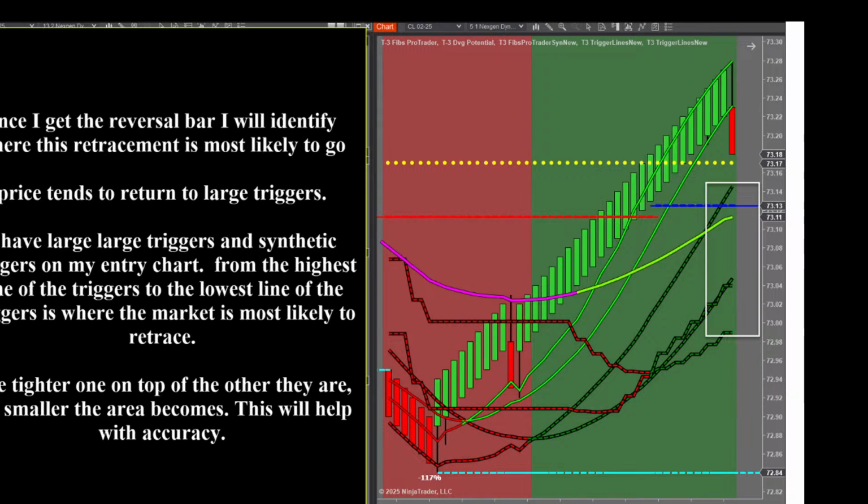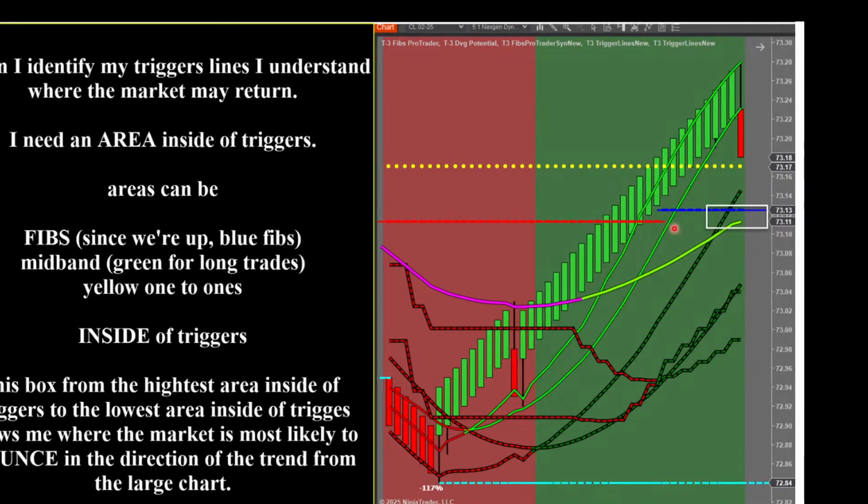But we take it one step further. Once we define where the retracement is most likely to happen, you're going to define where it's most likely to bounce and continue with the trend, where the small crowd is most likely to fail. And those are the areas: fibs, midbands, and yellow 1-to-1s, inside of triggers. And it's important that you remember that word, inside of triggers. This 1-to-1 is not inside of triggers. It's not a part of the equation.